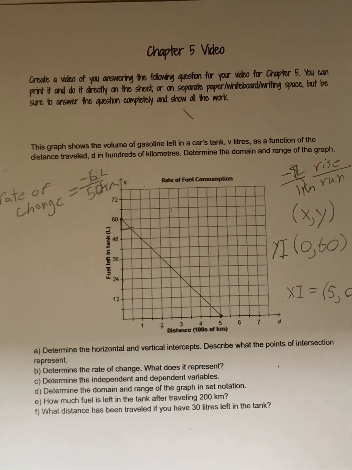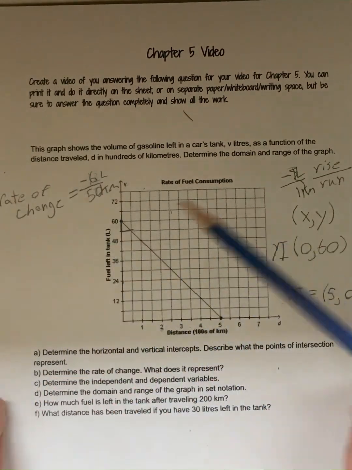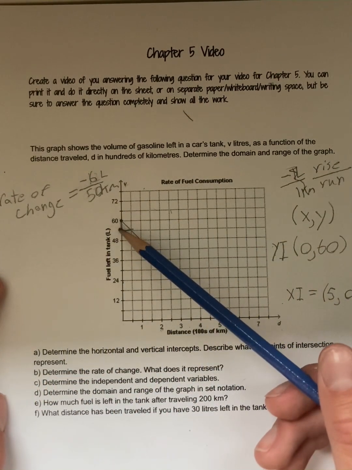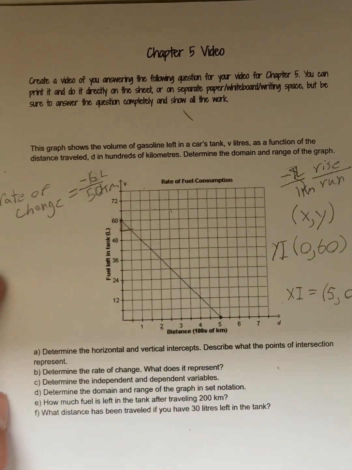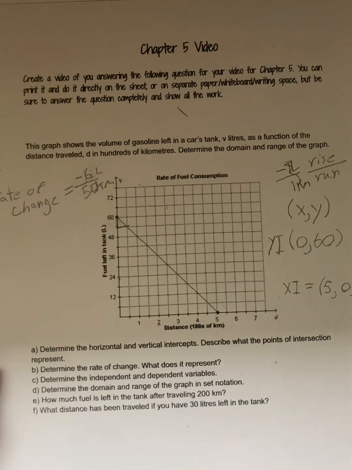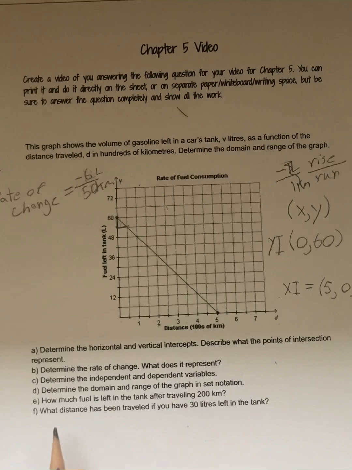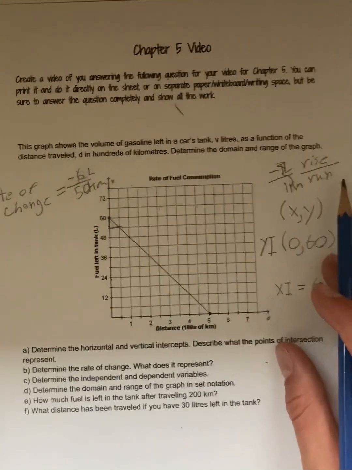So now that I finally have an operational brain, the rate of change is -6 liters. So for every 50 kilometers traveled, we lose 6 liters. Rise over run. What does it represent? It's basically saying that for every 50 kilometers traveled, we lose 6 liters of fuel. Pretty simple.